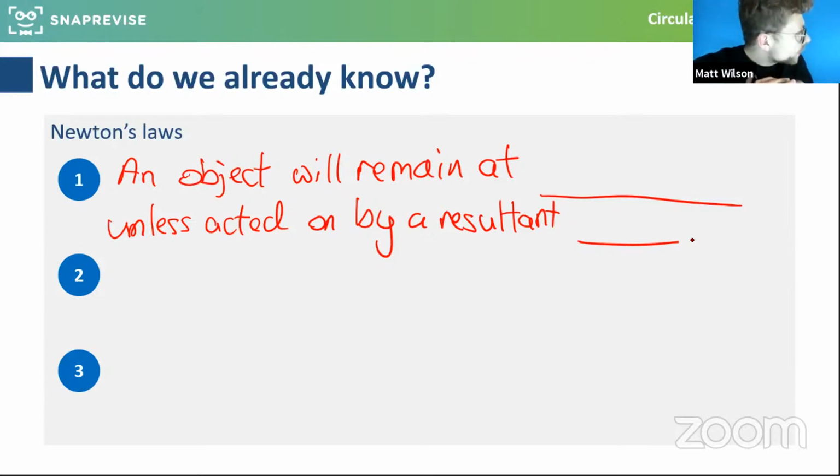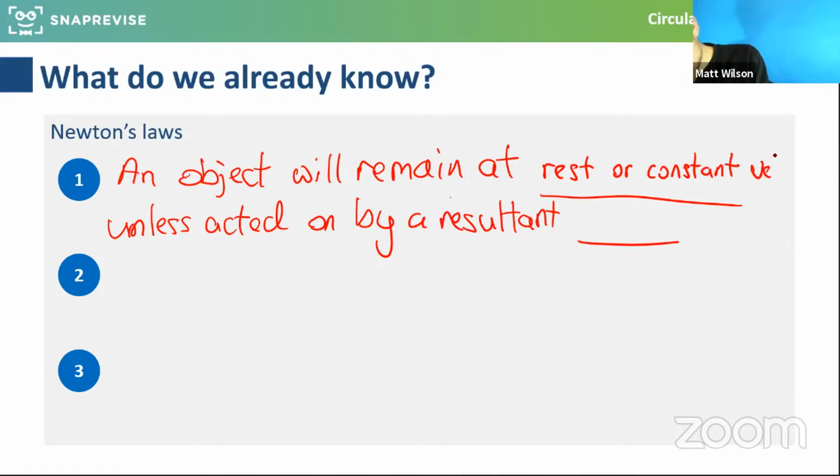Good. So rest is part of it. I prefer a slightly more general version of it. So you could absolutely write rest here. The other thing you could have written, which is a little bit more general, is at rest or constant velocity. The reason I like that bit of the law is it's the less intuitive bit. Good. Unless acted on by a resultant force.